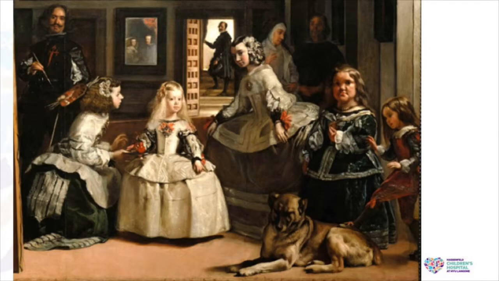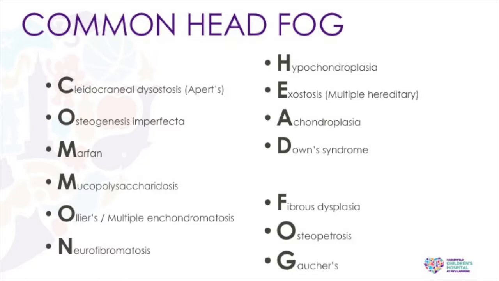The mnemonic "common head fog" is not meant to be the way you should end this lecture, but rather includes some of the most frequent kinds of skeletal dysplasias encountered: cleidocranial dysostosis or Apert syndrome, osteogenesis imperfecta, Marfan, mucopolysaccharidosis, Ollier's or multiple enchondromatosis, neurofibromatosis, hypochondroplasia, multiple hereditary exostosis, achondroplasia, Down syndrome, fibrous dysplasia, osteopetrosis, and Gaucher's disease are some of the most commonly encountered syndromes in clinical practice.